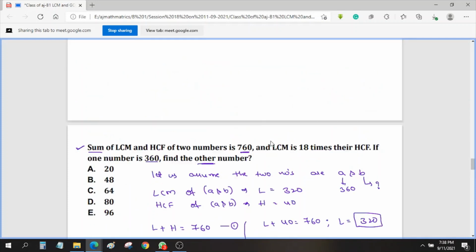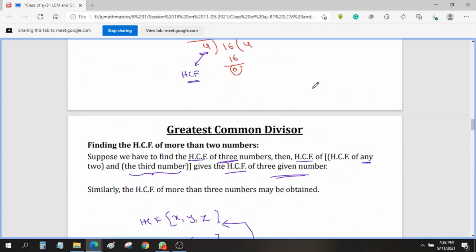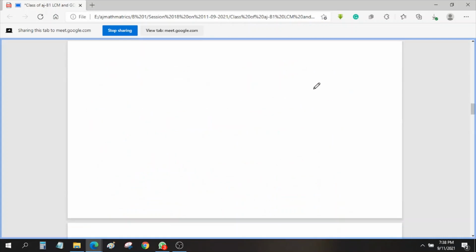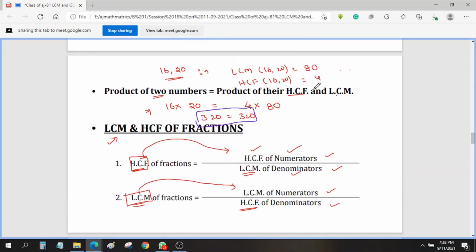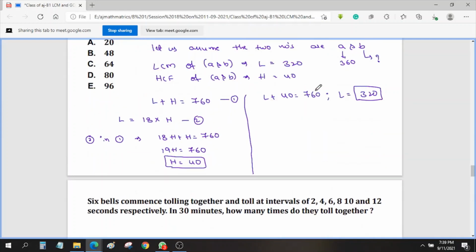Do you remember any formula here? Yes, we have a formula: the product of two numbers is equal to the product of their HCF and LCM. So here we have four terms: the two numbers' product, and the LCM and HCF. So we use this formula to find it out.